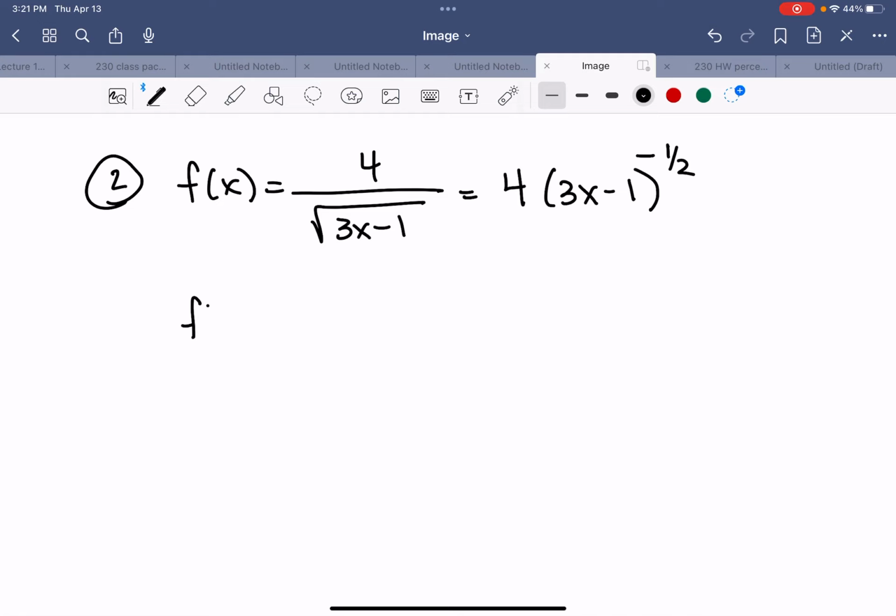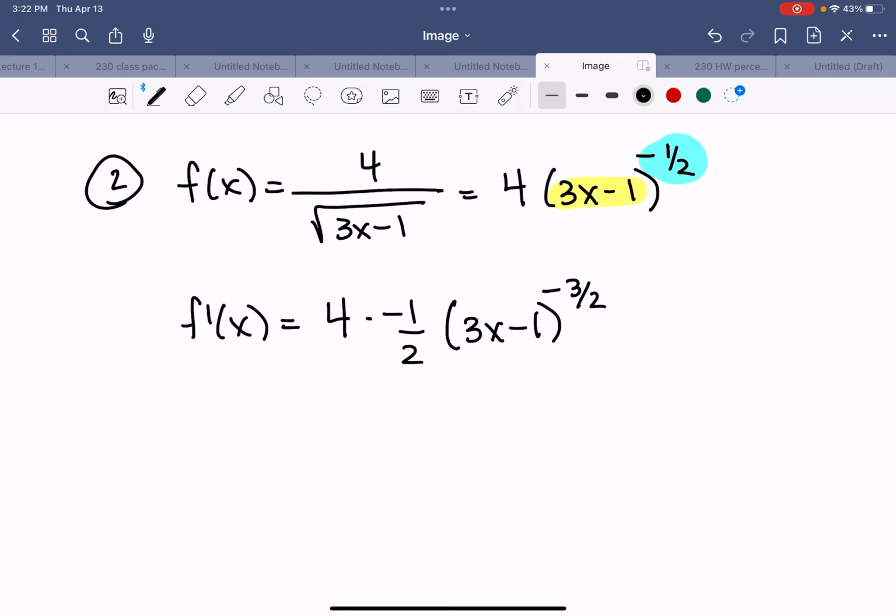Then I can go ahead and use my chain rule. Okay, so I'm going to leave my 4 alone. I'm going to multiply by that negative 1/2, because I'm bringing down my exponent. Again, this is my outside function, this is my inside, and the 4 is just hanging out in front. So we're taking the negative 1/2 times the 4. And then we're going to keep the inside and decrease the exponent by 1. If you take negative 1/2 and subtract 1, you get negative 3/2. So that's the derivative of the blue part, but we've got to multiply by the derivative of the yellow part, the inside. And so that's going to be 3.